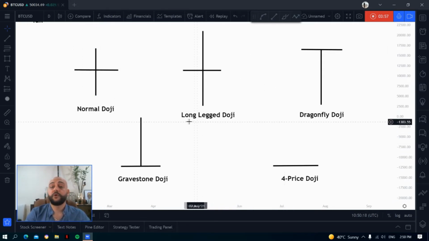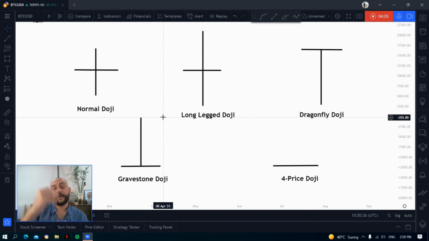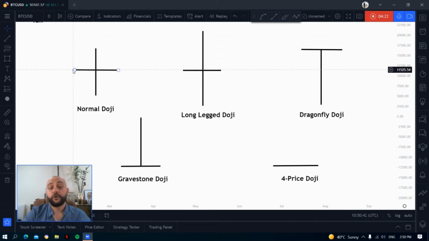The second type is called a long leg doji. It's the same as the normal doji, but the long leg basically represents how the market actually moved up very far and down very far. But at the end of that specific period of time, it wasn't able to close above or below where it opened. So basically, this horizontal line represents the opening price and the closing price. Let's say we're talking about an example: the market opened at $1, it went all the way to $50, then it went back to $1 at the end of that hour.